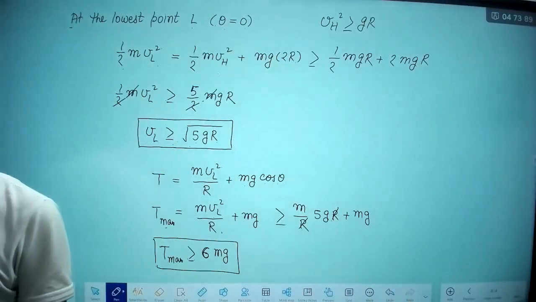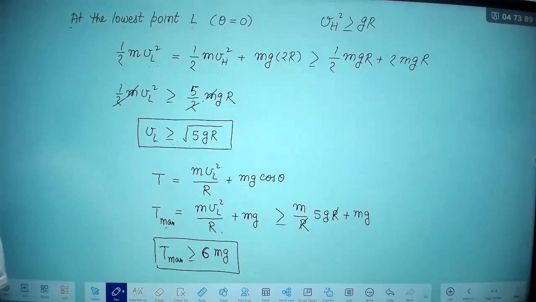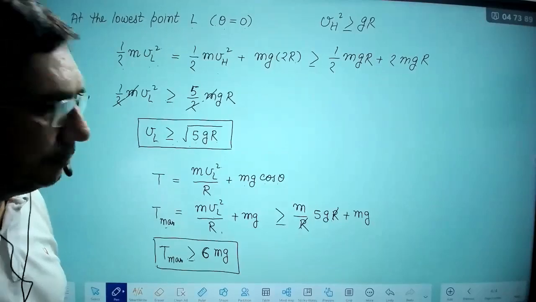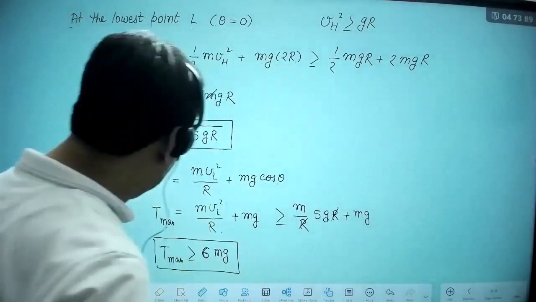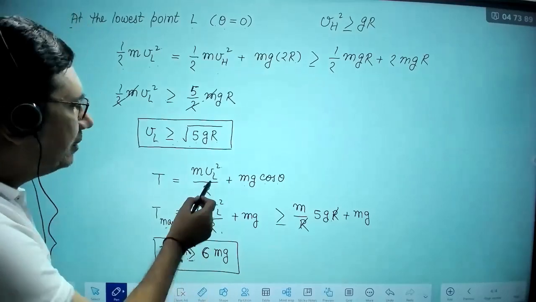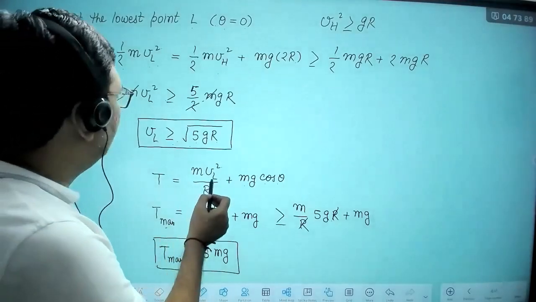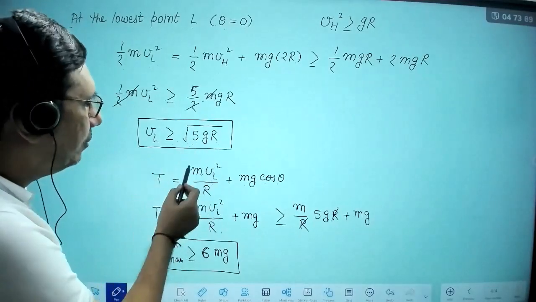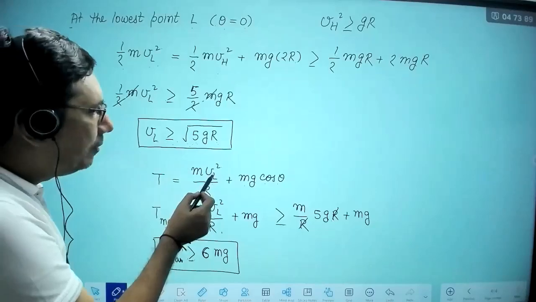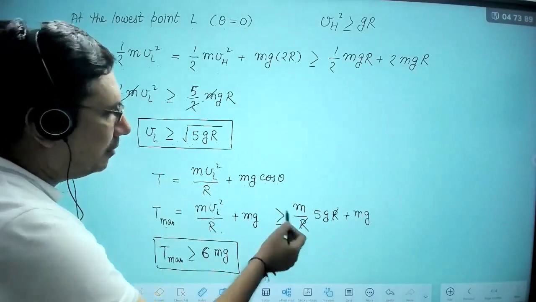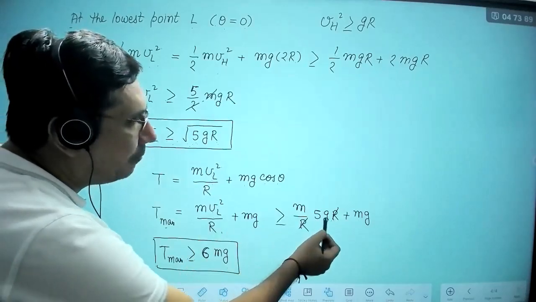Sir, I have one question about Tmax. Yes, beta. Sir, the inequality of Tmax, shouldn't it be less than or equal to for 6 mg? Did I write something reversed? No, Tmax should be greater than this, no? See, try to understand VL. What are you saying about VL? VL is greater than or equal to 5 GL. So on this side, this is VL. If you replace this VL, try to understand, your expressions are the same. Here VL square is replaced by 5 GL.